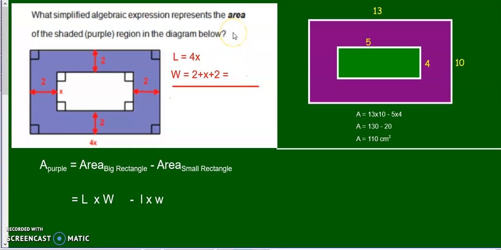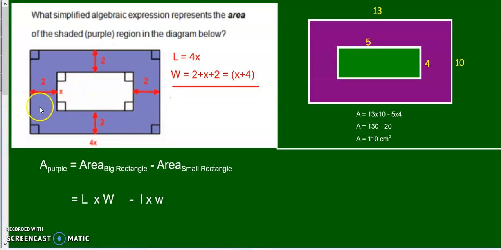And if we simplify that, well, 2 plus 2 is 4, and x. So we add the like terms, 2 and 2, together, and we simplify to x plus 4. So now we know the big width and the big length. Now let's move on to the small one. The width of the small one is x. It's easy.